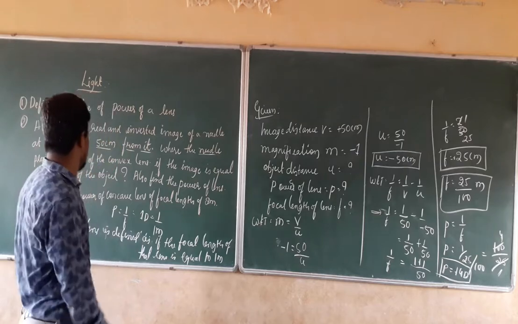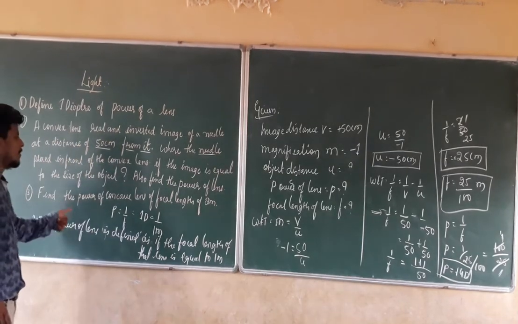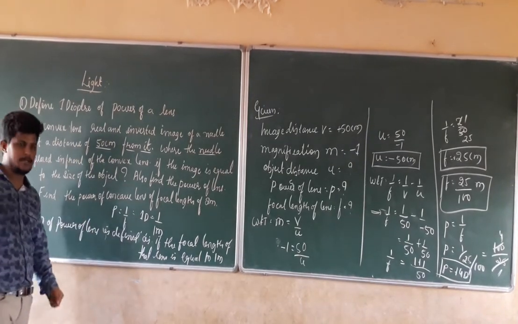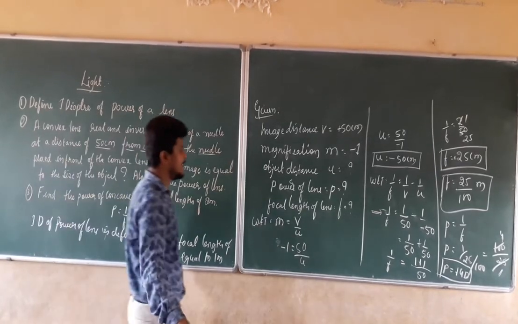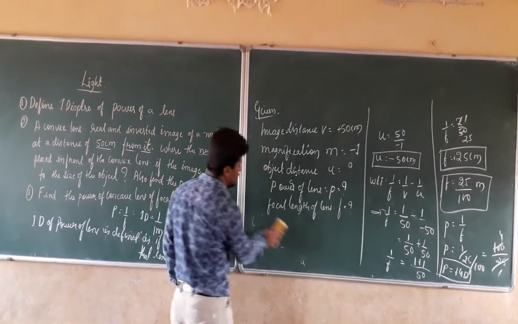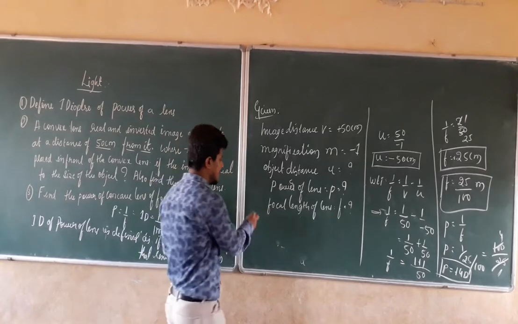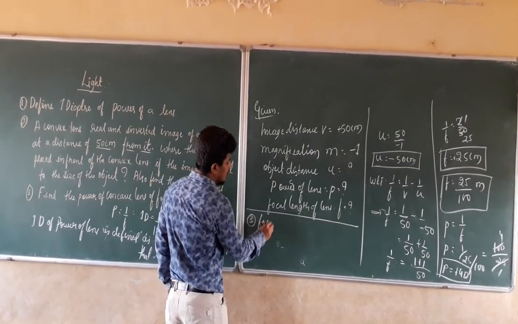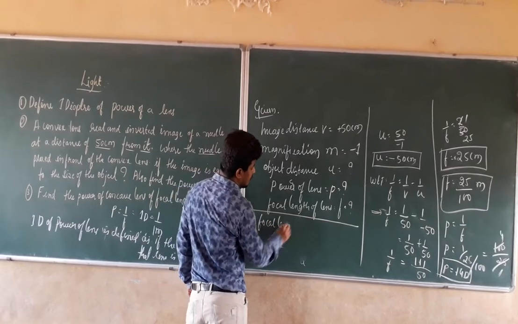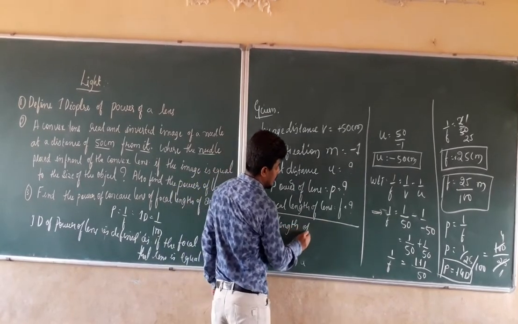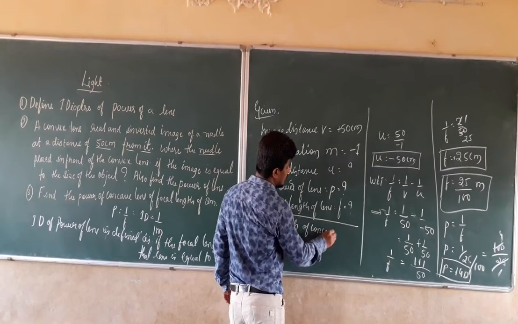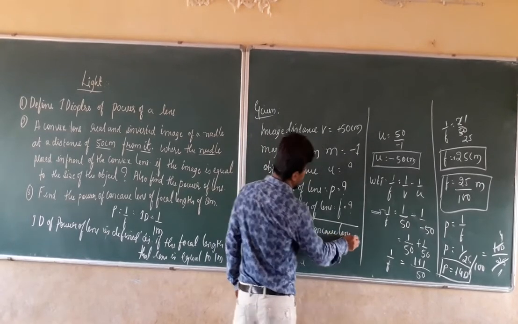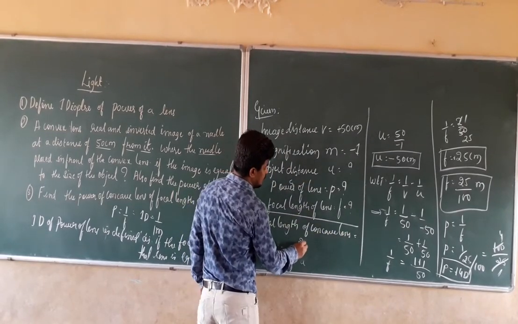The last question is to find the power of a concave lens of focal length 2 meters. Find the power of the concave lens having the focal length of 2 meters. So that is the last, final question. Third question: focal length of the concave lens, that is equal to how much? It is given as 2 meters.